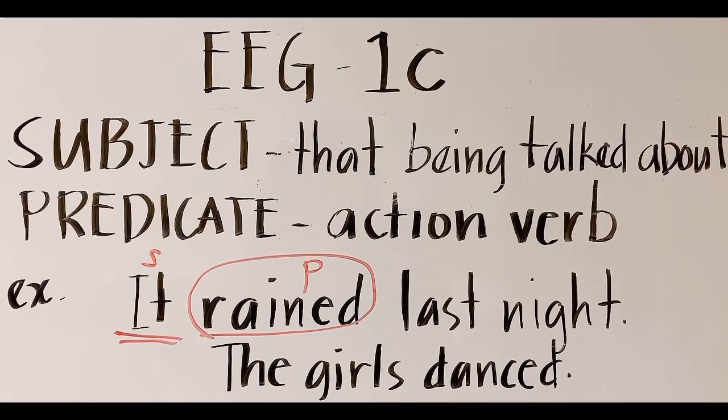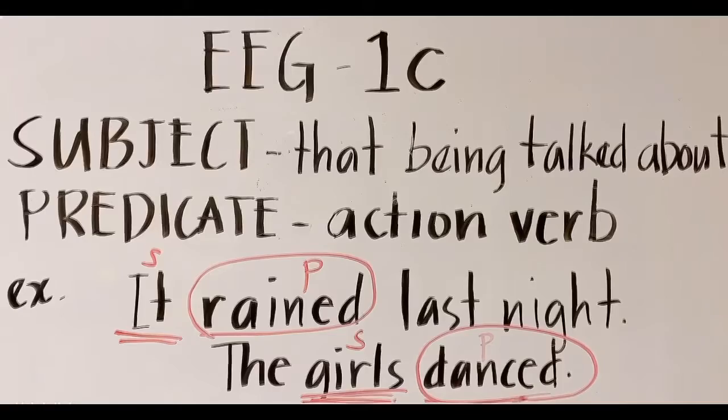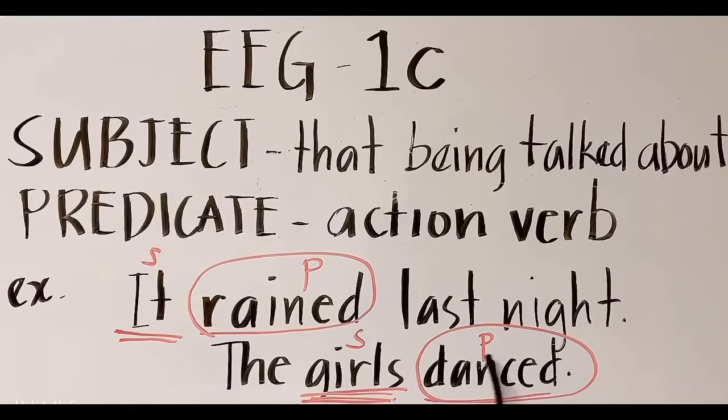The girls danced. What is the subject in the sentence? Again, what is being talked about, or whom is being talked about in the sentence? Girls. So this is the subject. Next, what is the predicate or the action verb? What is the action of the girls? Danced. Very good. So danced is the predicate.